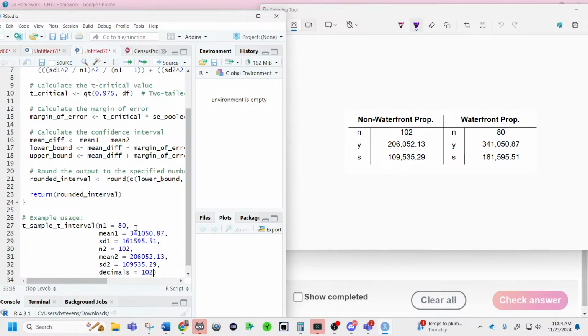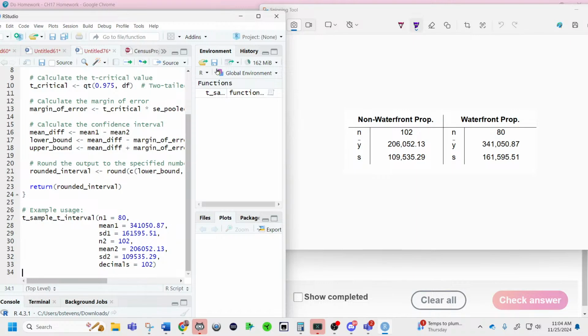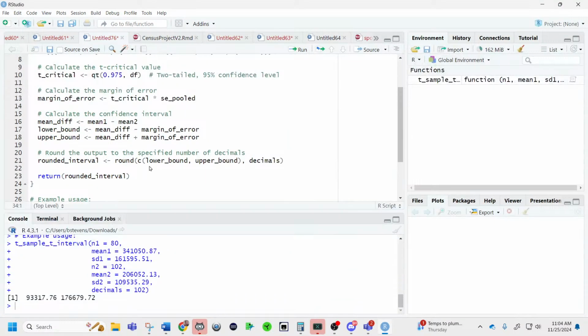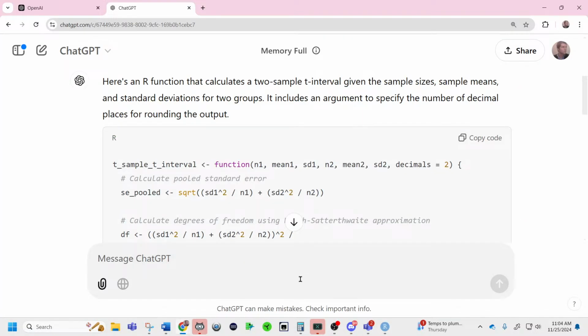Did I evaluate the function? It looks like I didn't from the environment. And there it is. And there's the output. Let's see what it evaluated to. There's the interval. All this is doing is solving a bunch of the math for me.